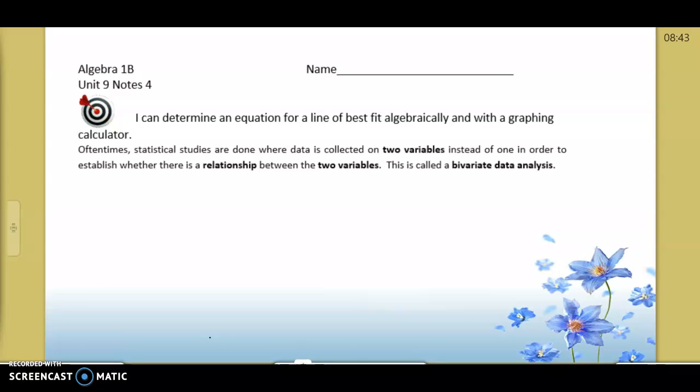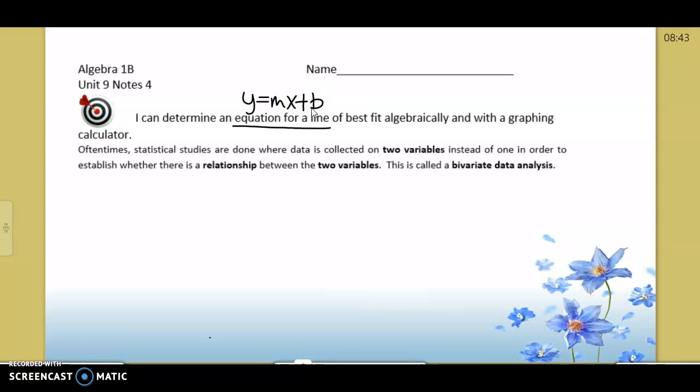Unit number 9, notes number 4. Today, our learning target is that by the end, we'll be able to make an equation. We're going back to the equation of a line. Remember, y equals mx plus b.